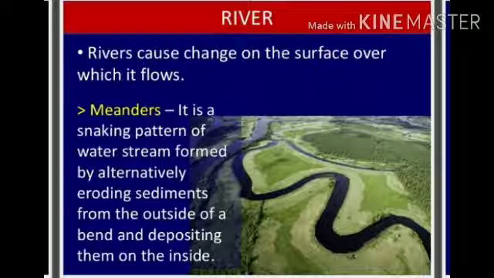The second feature of a river is meanders. A river causes changes on the surface over which it flows. A meander is a snake pattern of the water stream, formed by alternately eroding sediments from the outside of the bend and depositing them on the inside. When the water enters the plain, it twists and turns, forming large bends. These bends are known as meanders.